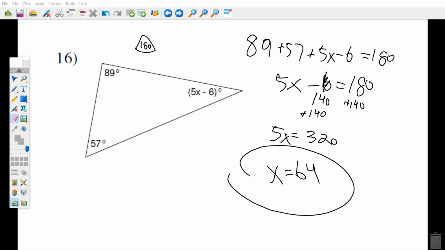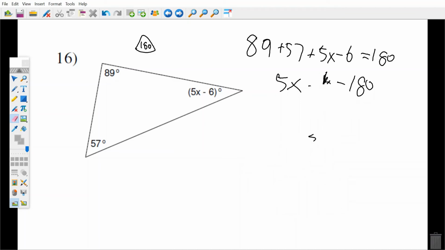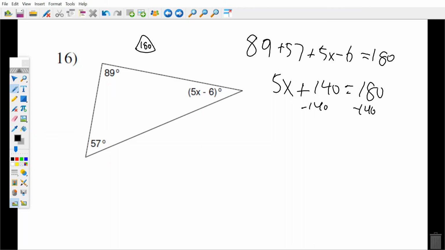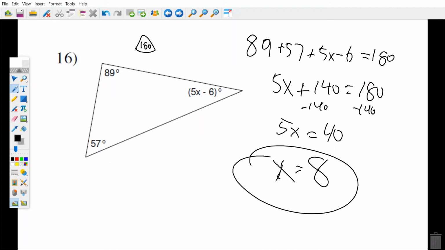Oh, sorry. There's a mistake on this one. Let's try that again. See, mistakes even happen to the best of us. When I added up those three terms, 89 plus 57 minus 6 should be positive 140. 5x plus 140 equals 180. Then I can minus 140 from both sides. 5x equals 40. Divide both sides by 5. X equals 8. See, that's what happens when you check your work, kids. Catch your mistakes.